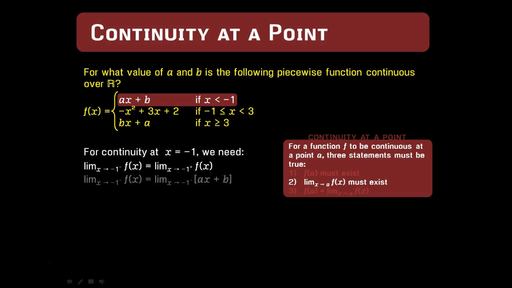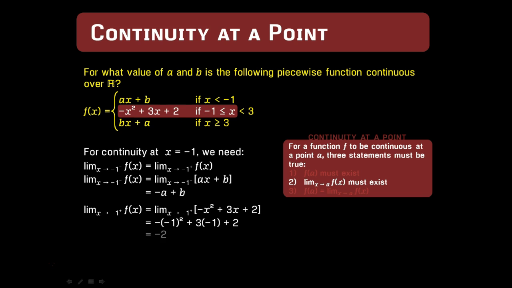We'll start with x equals -1. The left-sided limit uses values of x slightly less than -1, so we invoke the top line. And the right-sided limit uses values of x slightly greater than -1, so we invoke the middle line. The function can only be continuous if these two one-sided limits agree, so we can set them equal to each other.